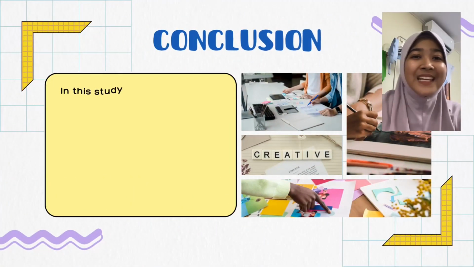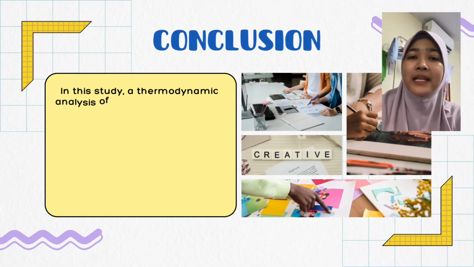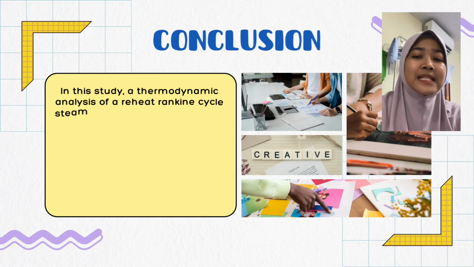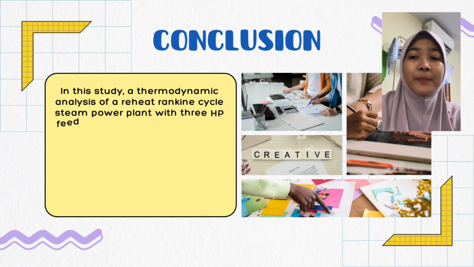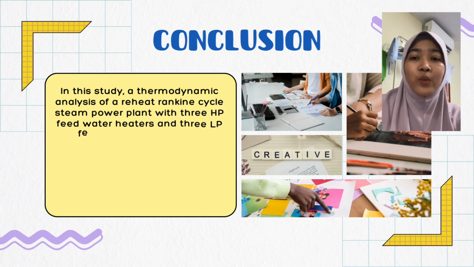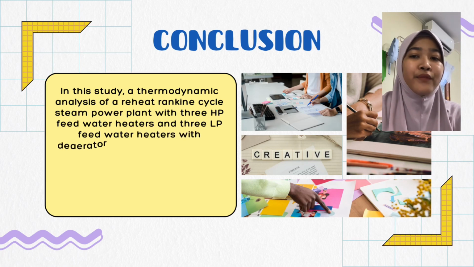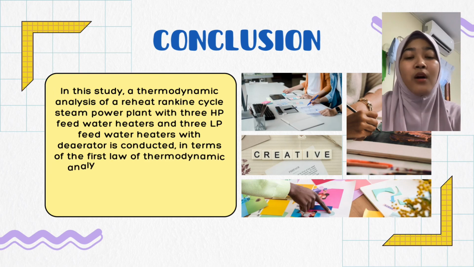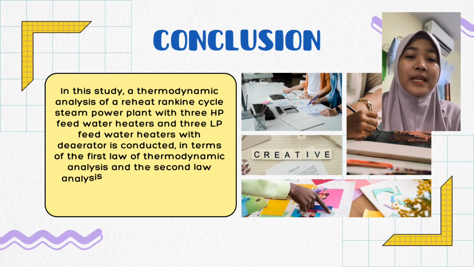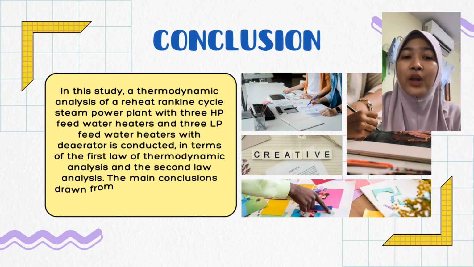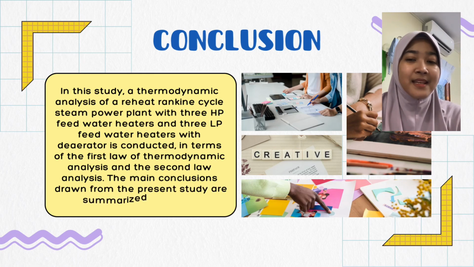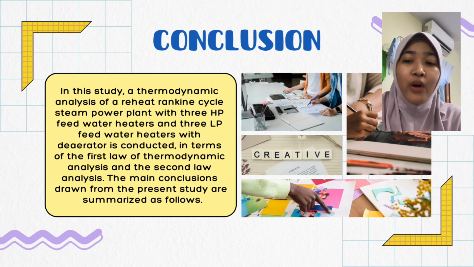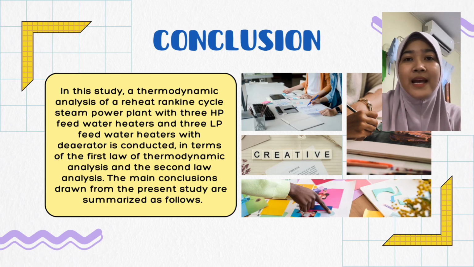For conclusion, in this study, a thermodynamic analysis of a reheat Rankine cycle steam power plant with 3 HP feed water heaters and 3 LP feed water heaters with a deaerator is conducted. In terms of the first law of thermodynamic analysis and the second law thermodynamic analysis, the main conclusions drawn from the present study are summarized as follows.